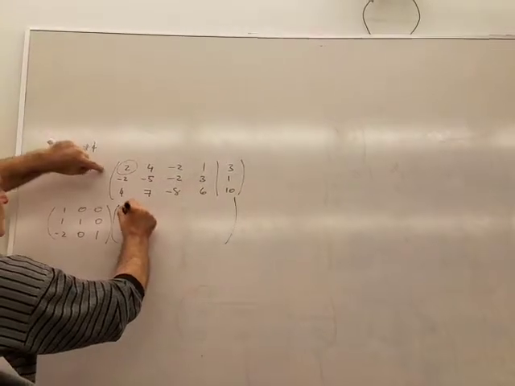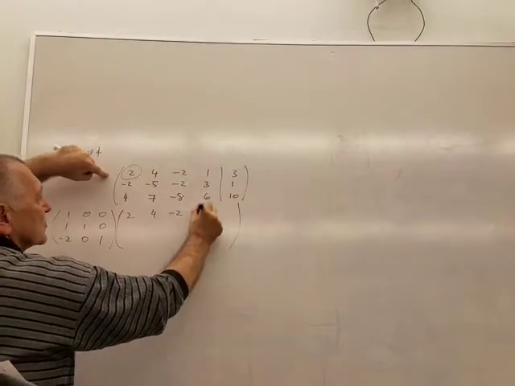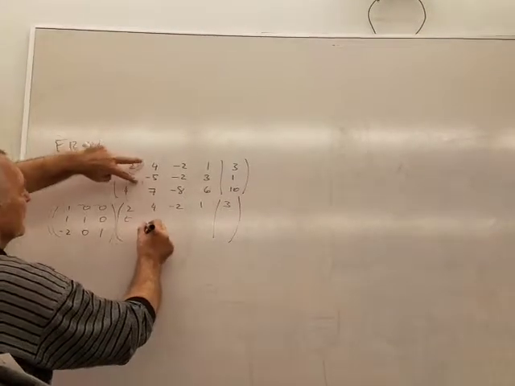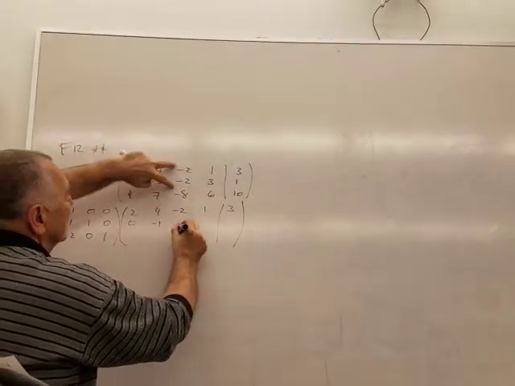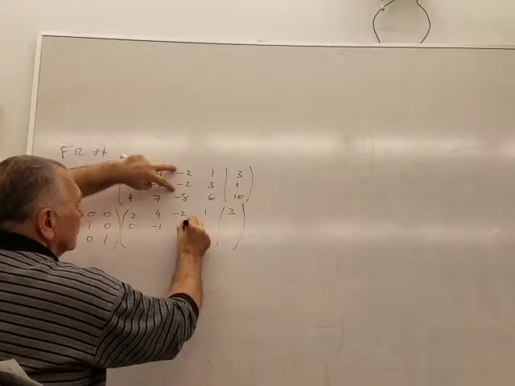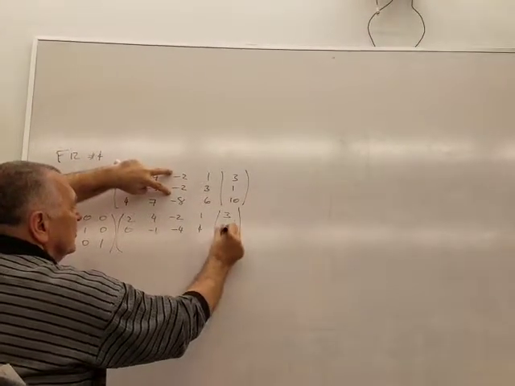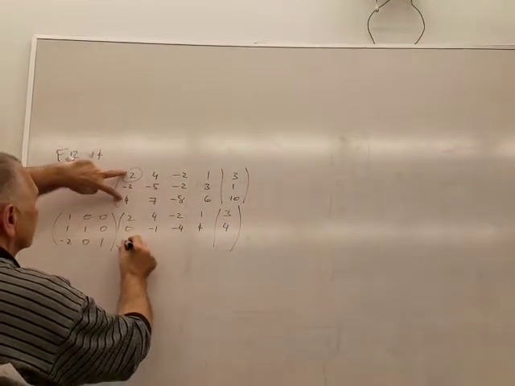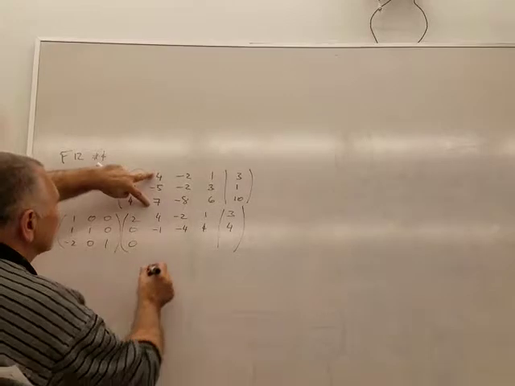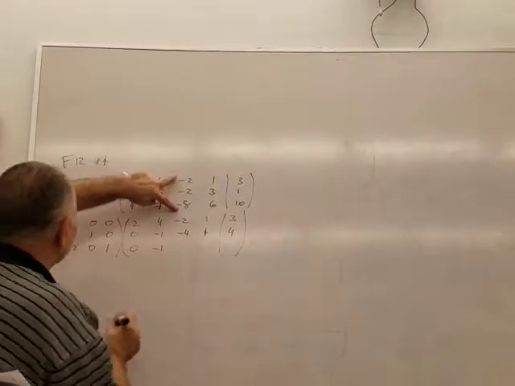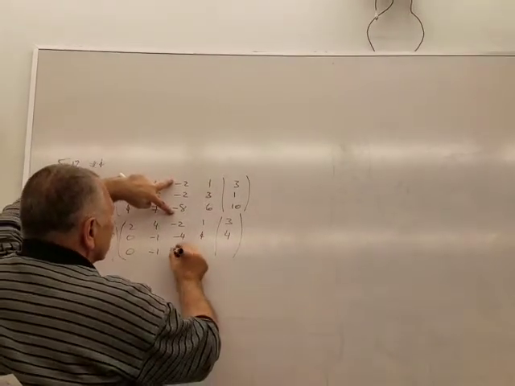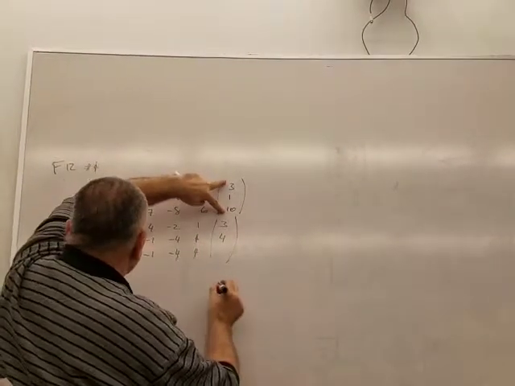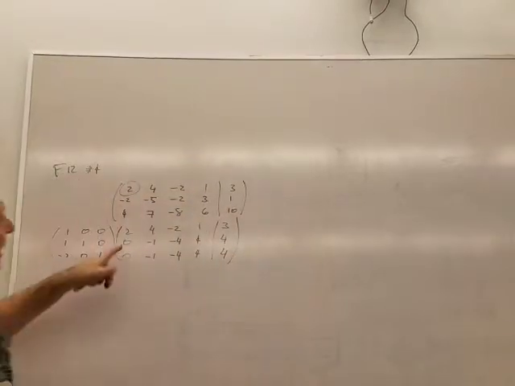Copy the first row, 2, 4, minus 2, 1, 3. First row plus second row, the 0 we wanted, minus 5 plus 4 is minus 1. Minus 2 is minus 4. 3 plus 1 is 4. 3 plus 1 is 4. Last row, minus 2 times the first row, the 0 we wanted. 7 minus 8 is a minus 1. Minus 8 plus 4 is minus 4. 6 minus 2 is plus 4. 10 minus 6 is plus 4.